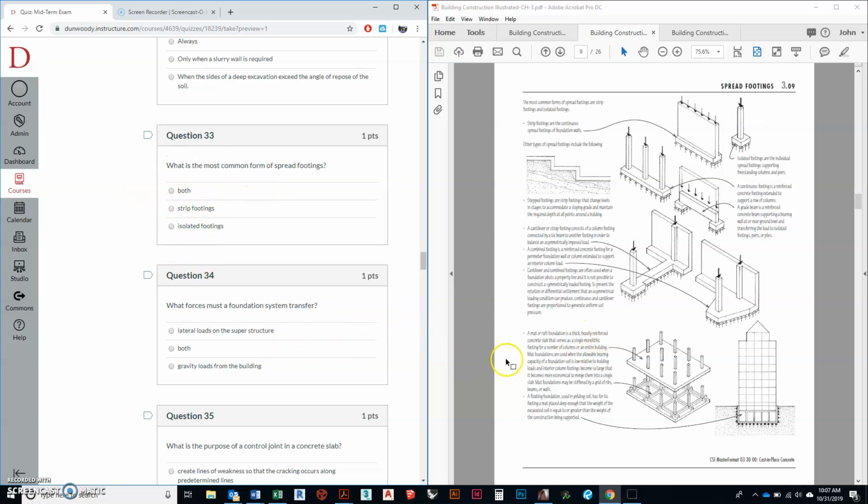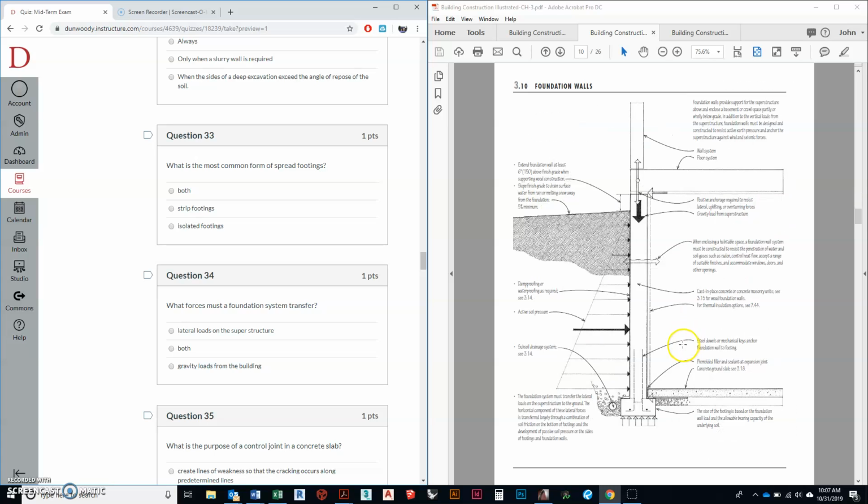What forces must a foundation system transfer? This is an important one to look at when we look at forces on a foundation system. If we look down here, foundation walls: a foundation system must transfer the lateral loads of the superstructure to the ground. The horizontal component of these lateral loads is transferred to a combination of soil friction at the bottom. So we can look at what that's about. We also know that it does need to transfer gravity load from the superstructure. So we're looking at both of those things. Make sure you read through that carefully so you understand that question.